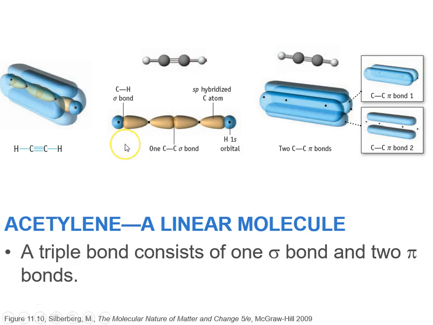So this is a figure from our textbook here. Again, we have one carbon-carbon sigma bond. In tan, those are the sp hybridized carbon atoms. This also shows the sp overlapping with a 1s orbital in a hydrogen. So that's where the carbon-hydrogen bond comes from. And then again, we've got two pi bonds. One of the pi bonds comes from the side-to-side overlap of one of the unhybridized p orbitals in one orientation, and the other comes from the unhybridized p orbitals in the other orientation. So a triple bond consists of one sigma bond and two pi bonds.